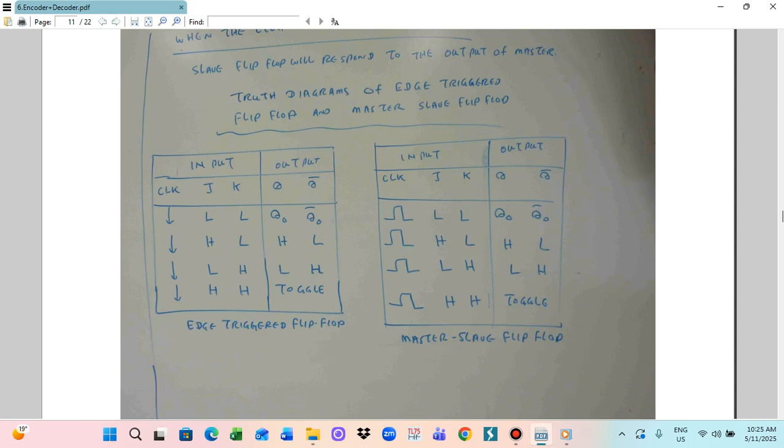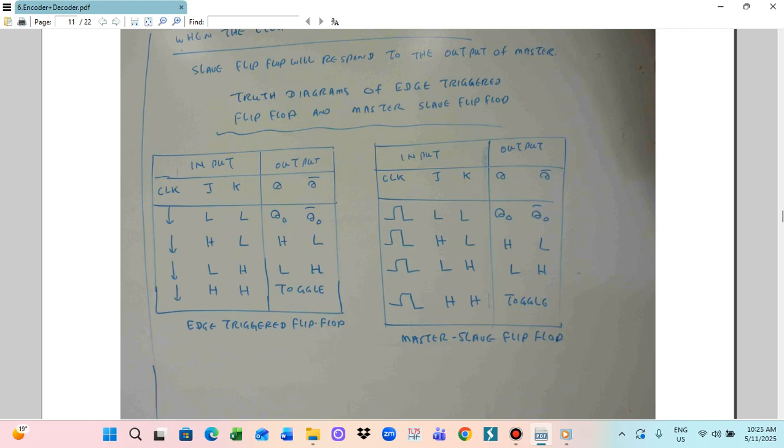So the edge trigger is a JK. J low, K low, and Q is Q0 and Q bar is Q bar 0. So this is the initial condition. But J high and K low, the output will be Q high and Q bar low. And J low and K high, so the Q will be low and the Q bar will be high. And when J and K are both high, that will be the toggle situation. Toggle situation means the second output depends on the first output condition.